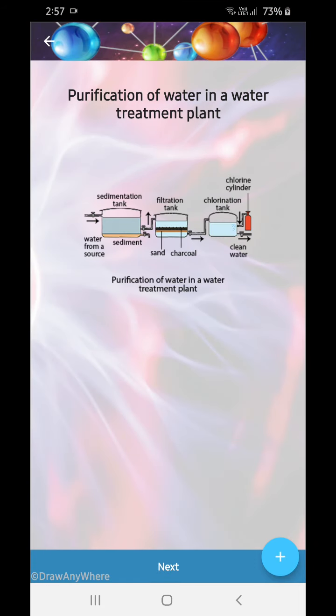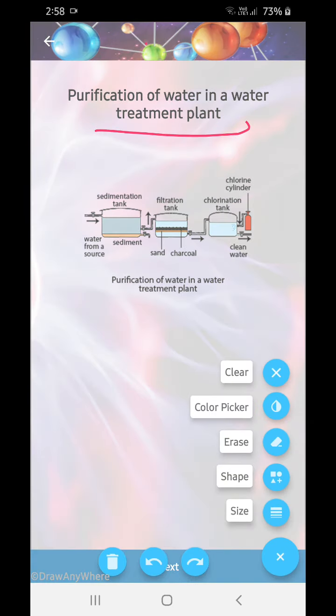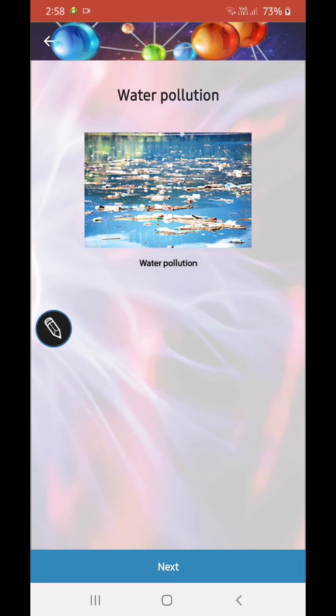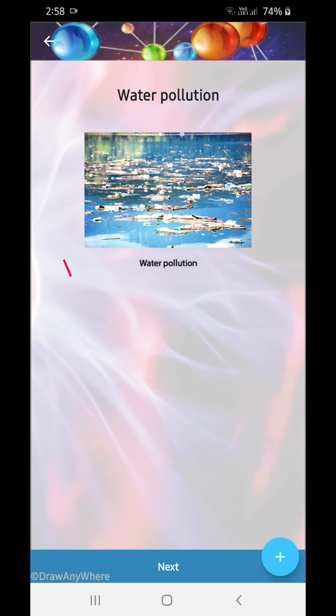Purification or treatment of water through a treatment plant. This is what the corporation supplies to us. Water from a source, suppose any river, goes to the sedimentation tank, sedimentation is done, filtration is done again, and then chlorination for the purification of water. You can see the chlorine cylinder, and then clean water goes out. See water pollution to such an extent. My God.